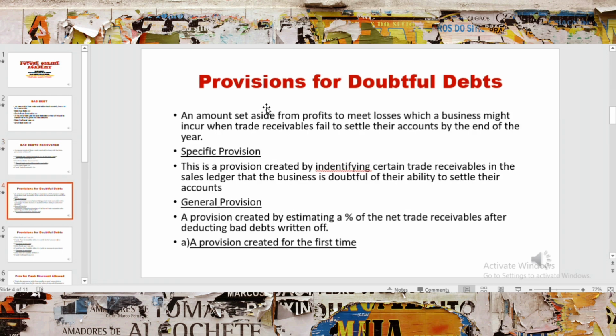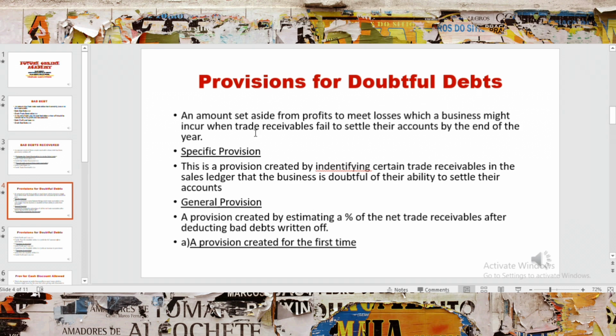Then we have the provisions for doubtful debts. What is the provision for doubtful debts? These are amounts which are set aside from profits to meet losses which a business might incur when trade receivables fail to pay. So that's the amount which we set aside in circumstances whereby you may assume that a trade receivable may fail to settle their account by the end of the financial period, for example, 6 months or a year. So in some cases, you may set these amounts in the provision for bad debts account.